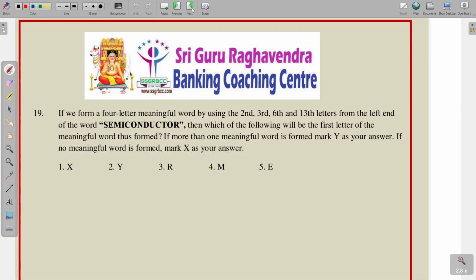Next. So if we form a 4-letter meaningful word by using the second, third, sixth and 13th letters. So second, that is E, third, that is M, and next sixth. So 4, 5, 6, that is O, and next 13, 7, 8, 9, 10, 11, 12, 13. So R. So by using these letters, how many meaningful words can be formed? So that is MORE. So only one word, more, we can form. Then what is the answer? So first letter of the meaningful word, that is M.